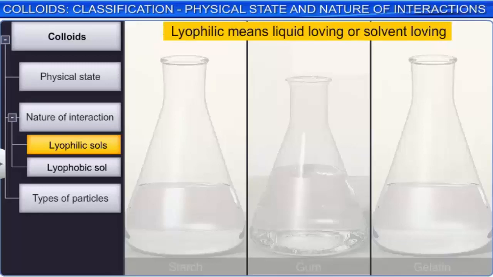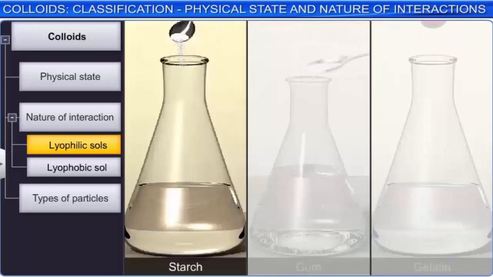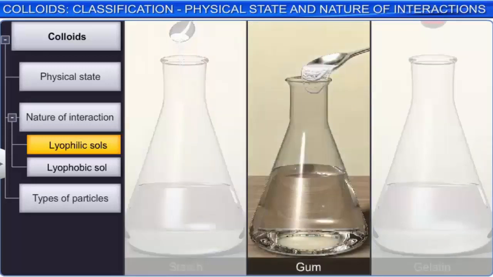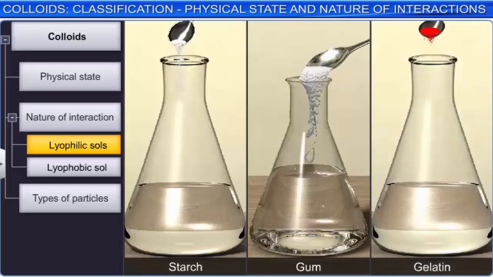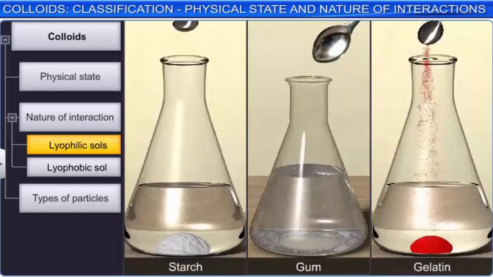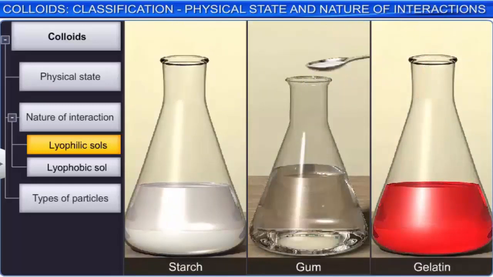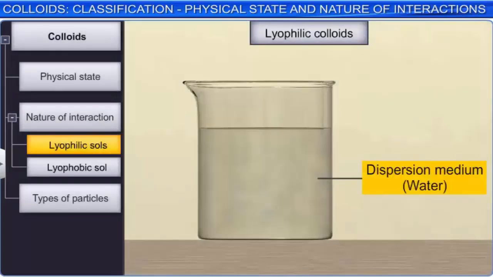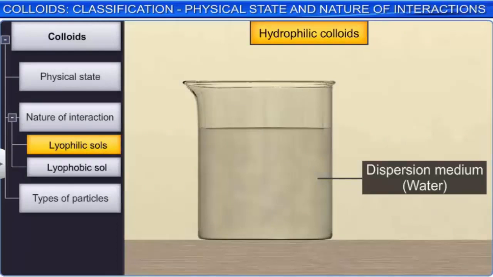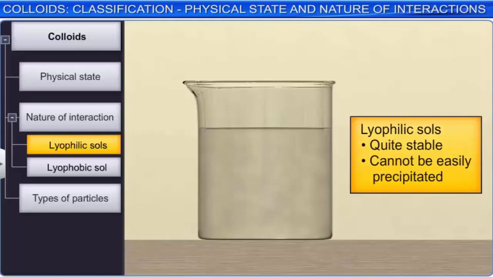When substances like starch, gum, and gelatin are mixed with a suitable liquid, that is, a dispersion medium, they readily form colloidal solutions. Such colloidal solutions are called lyophilic colloids. When water is the dispersion medium, they are called hydrophilic colloids. Lyophilic sols are quite stable and cannot be easily precipitated.